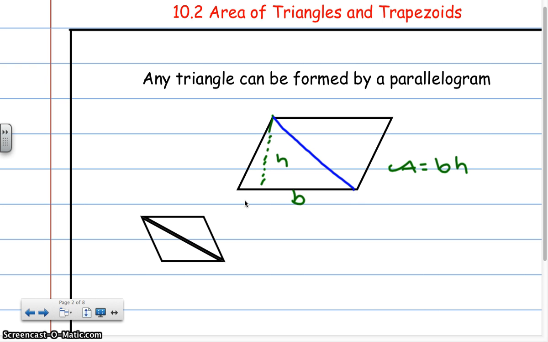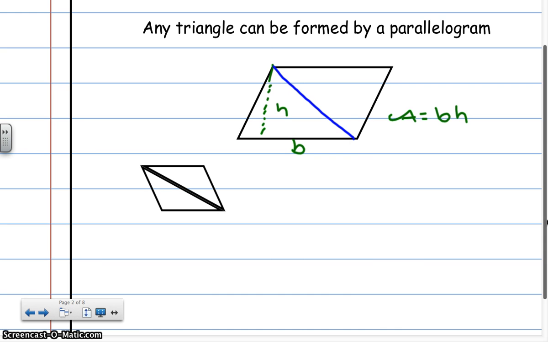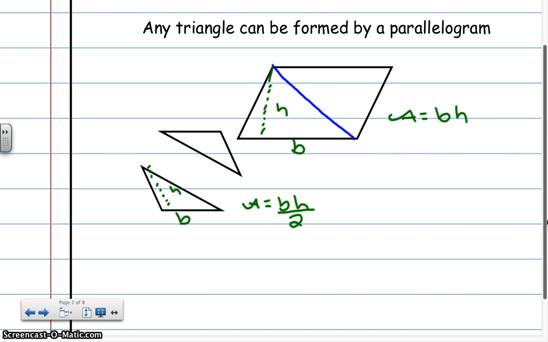So any triangle, if I clone my triangle and reattach it, the hypotenuses together, you form a corresponding parallelogram. So the area of this parallelogram would be base times height. If I wanted to find the area of a triangle, I just take half of it. So the area of a triangle is equal to base times height divided by 2, also known as 1/2 base times height. It's all equivalent, so you need to know that.